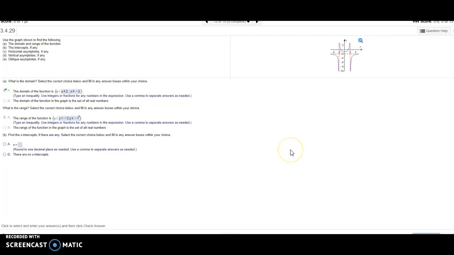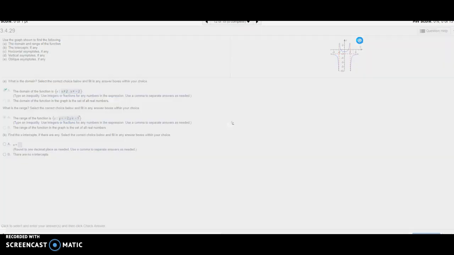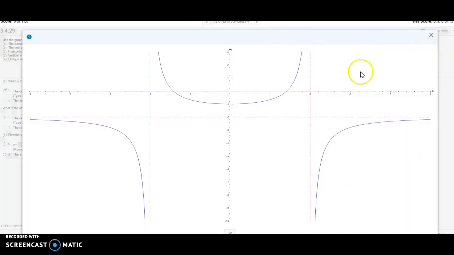I had a student ask about number 12 on the 3.4 homework, and I thought I'd go over it. I'm given a graph. I'm not given the function itself, just the graph, but I'm asked to find several different attributes of that graph. I'm asked to find the domain, the range, the intercepts, and the asymptotes. So I'm going to expand it.